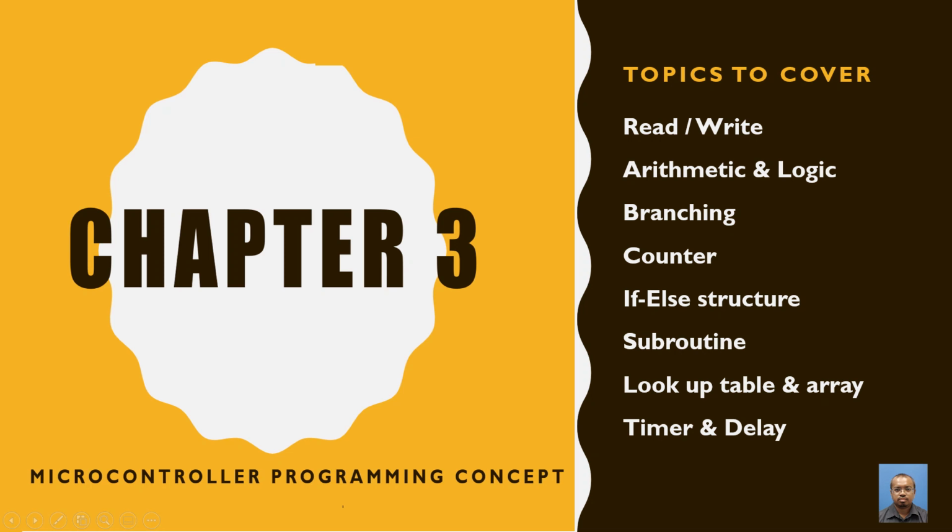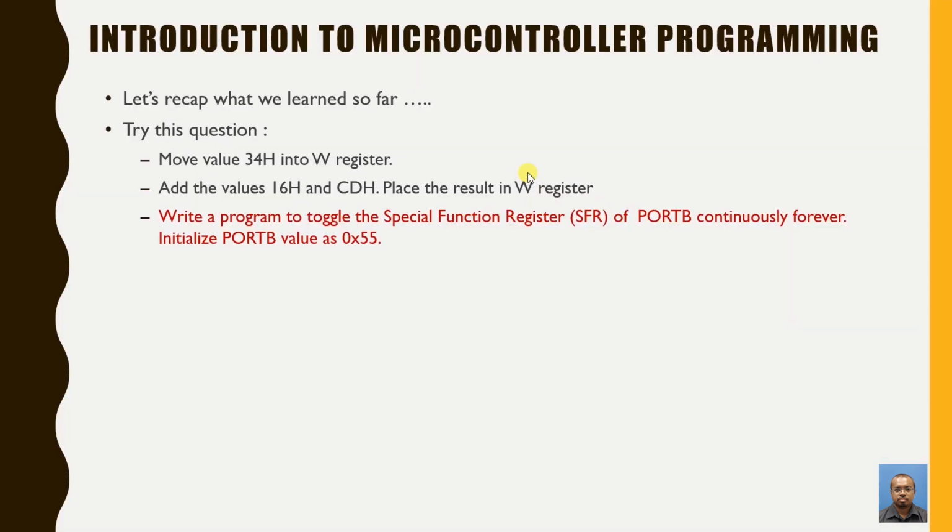Hello again. Previously, we have covered part of chapter 3, which includes read-write, arithmetic and logic, and some other branching. And we also have some form of branching like bit test. After this, we're going to continue with some other examples: counter, if else, subroutine, lookup table, timer, and delay. Right. Let's recap what we have learned so far.